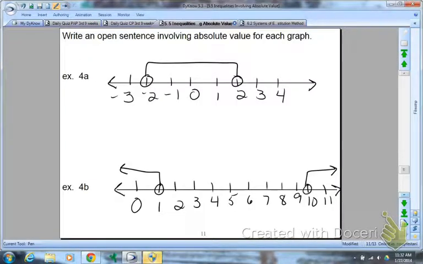Write an open sentence involving absolute value for each graph. Open sentence means write the absolute value. It's like the question. So we see the final answer.